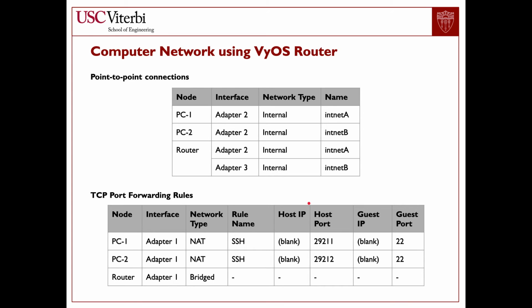Again, these are the prerequisite network adapter settings that need to be done. This is exactly the same as before to form the point-to-point connections. The only difference is that the port forwarding rules won't be applied for the router because it's connected via a bridged adapter. So PC1 and PC2, I'll be able to access remotely via SSH using these ports, but for the router, I'll be using the actual VirtualBox window.